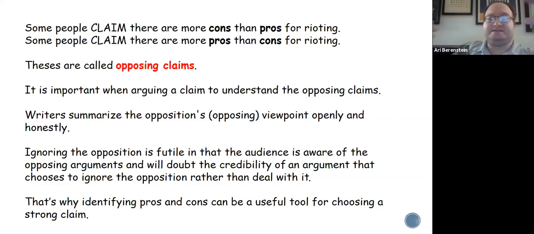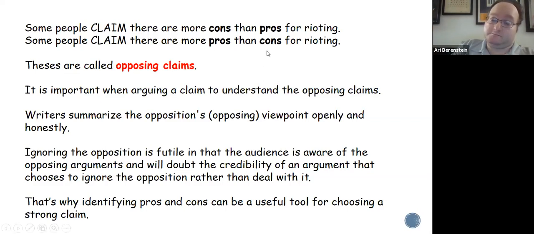So this is like a basic debate strategy, right? People know there are different sides to an argument. You want to acknowledge the other side, identify what the other claim would be, and then deal with that, write about it, do what's called a rebuttal, and basically acknowledge it, but say that the side you're arguing for is the one you believe in, or the one you think is more correct because, and give reasons why. So that's why this article is important. It gives you both the pros and the cons of rioting, and that's why it's a useful tool for choosing a strong claim.